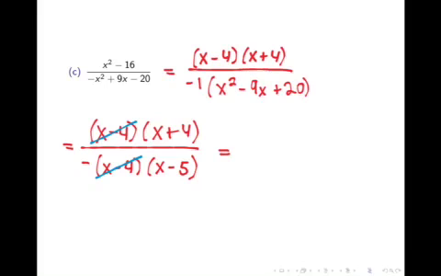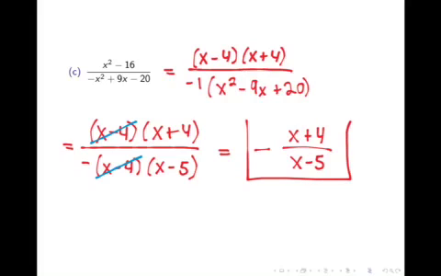And I'm left with a negative. I'll put my negative in front: negative x plus 4 over x minus 5. I would recommend in this section putting the negative in front of the fraction instead of in the numerator, because if it's in the numerator then you actually need to distribute it or leave the parentheses. If you just put it in front of the fraction, you don't really have to worry about that as much.